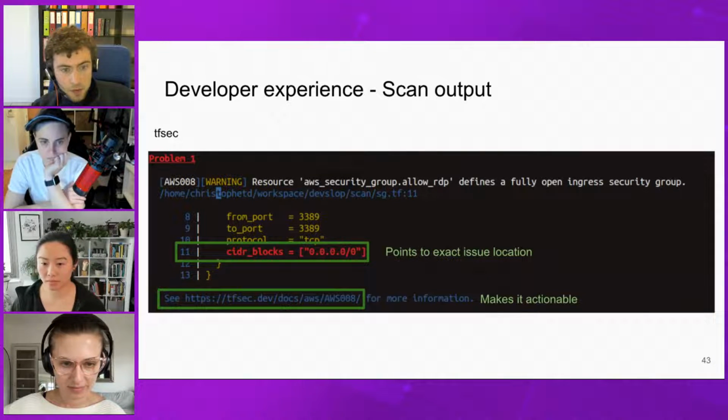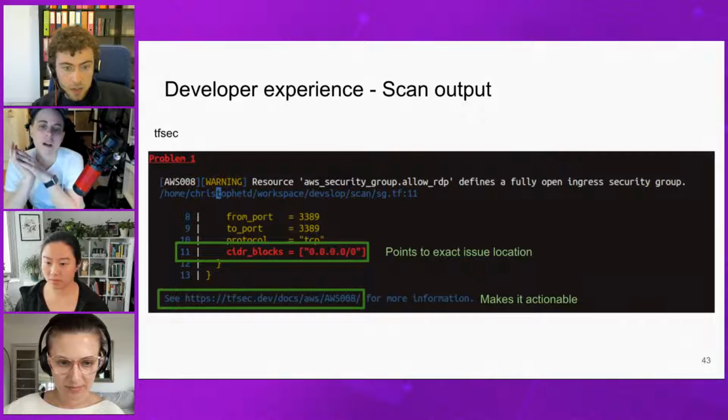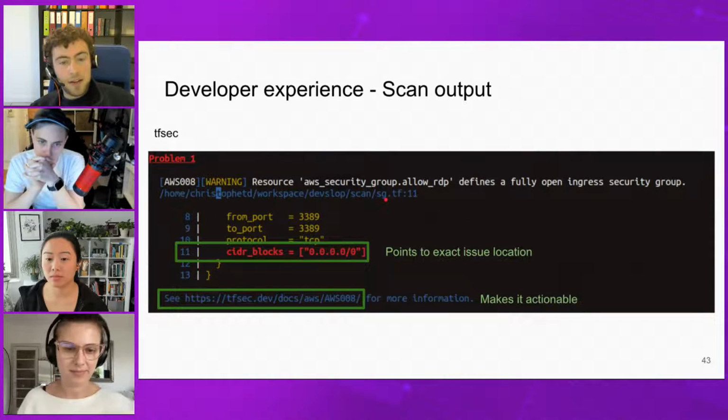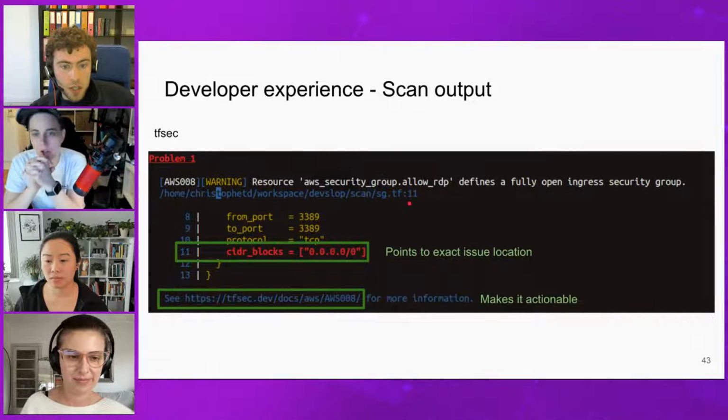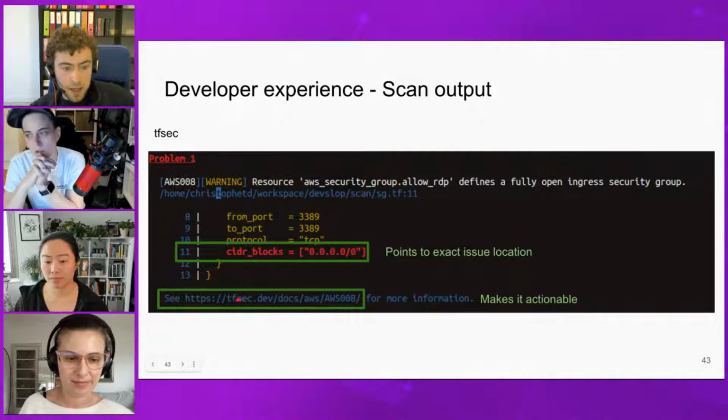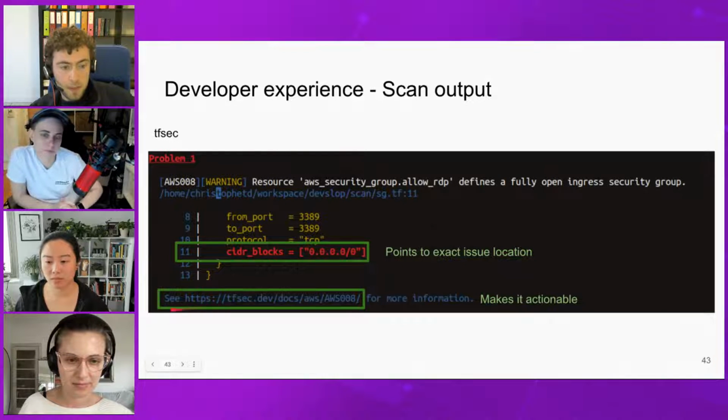This is an output of TFSec, which personally I like a lot. It's going to tell you exactly in which file the security issue is, at which line, highlight it, and give you some actionable insights, pointing to the TFSec documentation to tell you how to fix it. So this is something that you can easily throw in a CI/CD pipeline without much work.